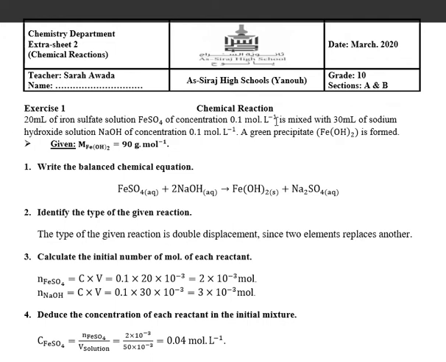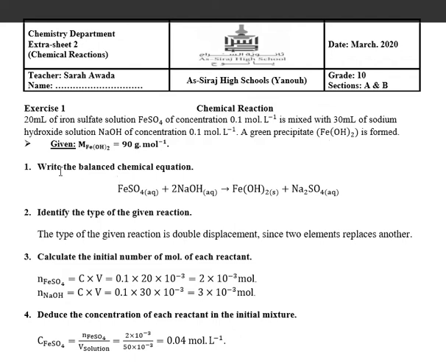This solution is mixed with another solution, which is sodium hydroxide NaOH with concentration 0.1 mole per liter and volume V equal 30 milliliter. Upon mixing both solutions, a chemical reaction takes place which is observed by the formation of a green precipitate of Fe(OH)2.